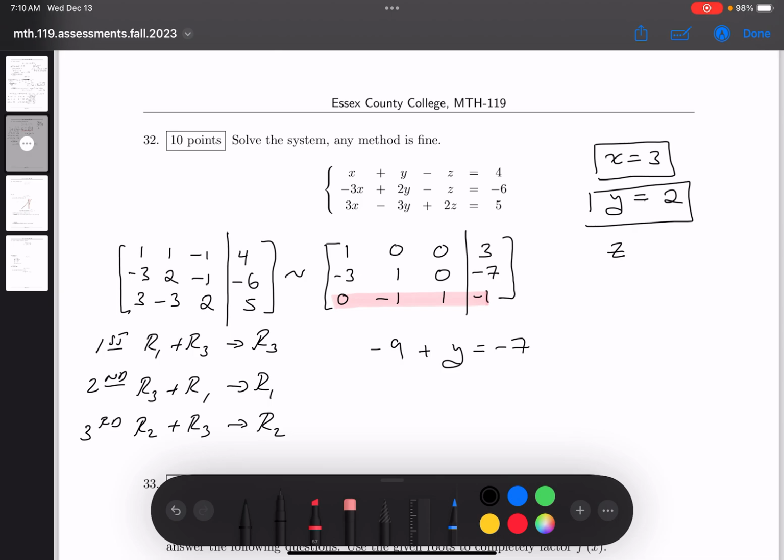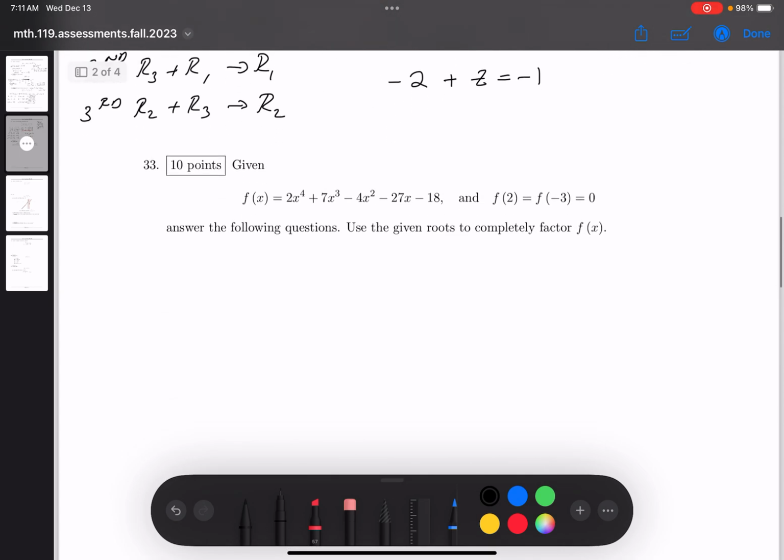All right, let's do the z now. And I'm going to use the third row to do that. What do you get? You get minus y, which is minus 2, plus z equals minus 1. All right, what do I do now? I would add 2 to both sides, and you would get z would be equal to 1. If you want, you can go back and check it, and it's fine to check it. You check it back in the original system of equations, by the way. But my claim is x equals 3, y equals 2, z equals 1. Fairly simple numbers.